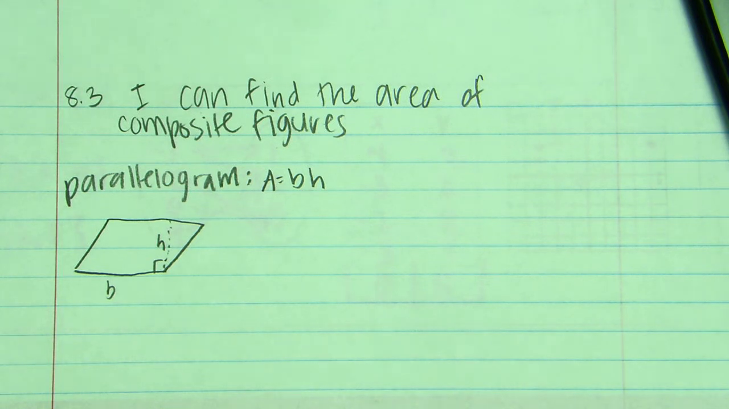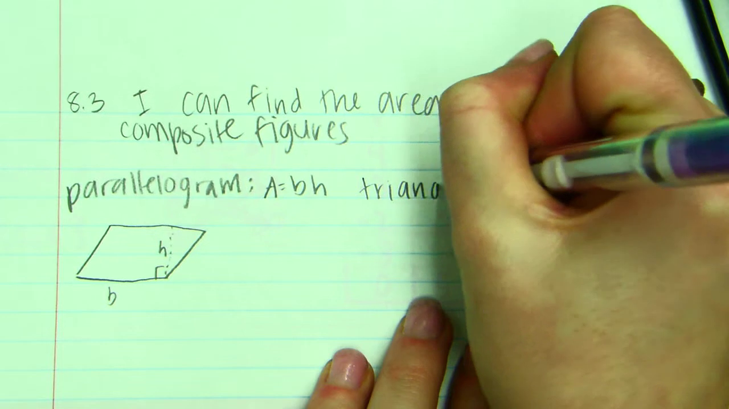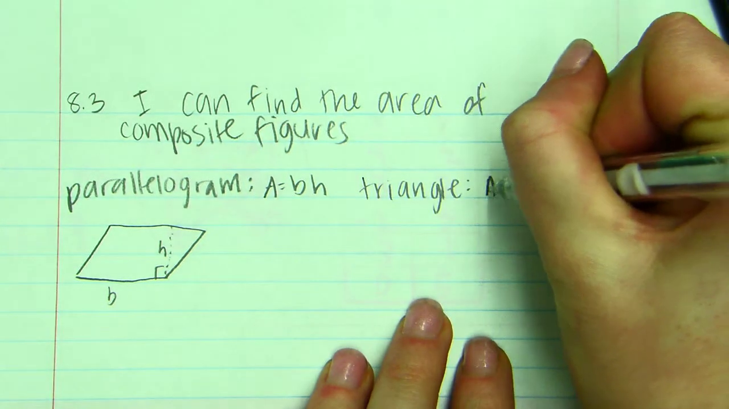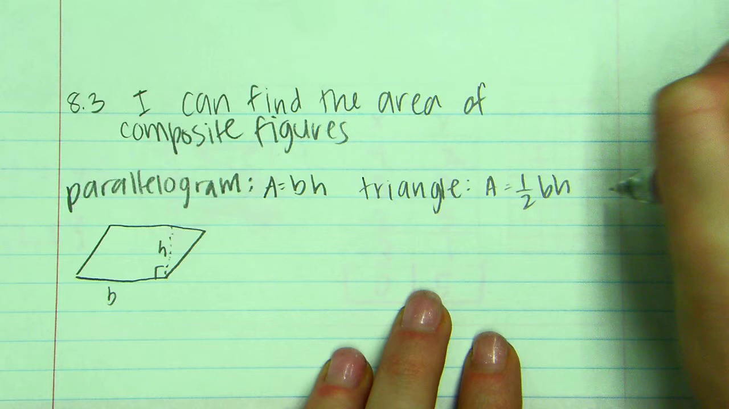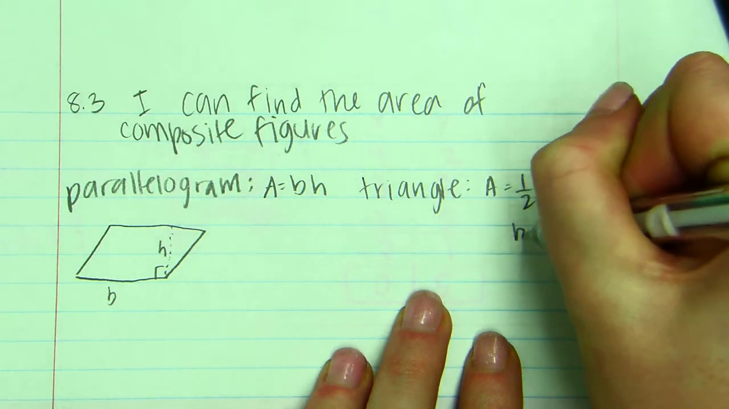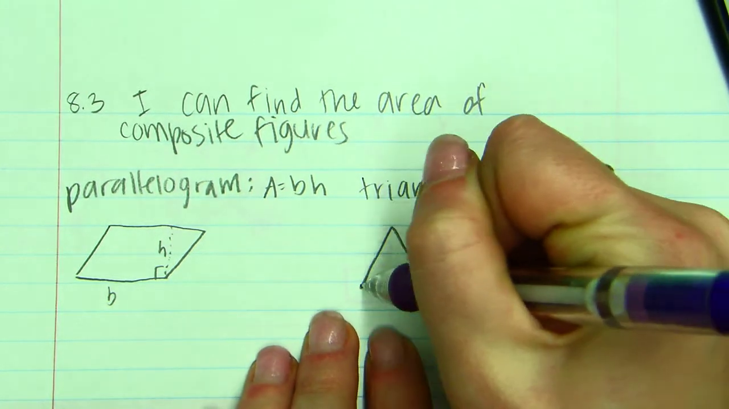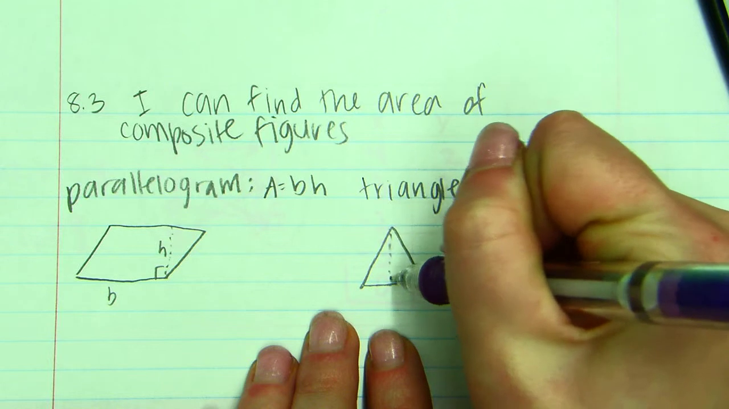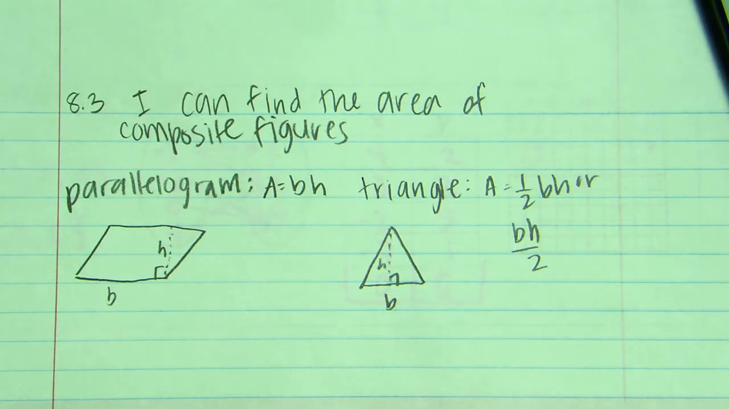Another one we need to talk about is a triangle. The area of a triangle is 1/2 times the base times the height, or you could think of it as base times height divided by 2. So same deal with the triangle. For a triangle, the height has to make a 90-degree angle with the base.